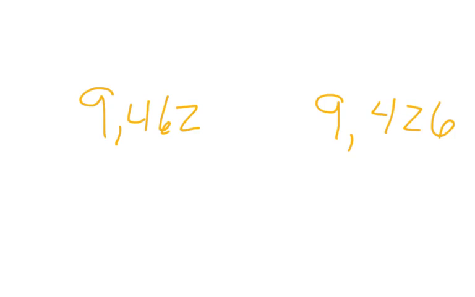If we look, our 9's and our 4's, our number in the thousands and the hundreds is the same. So that's not going to help us. Really, what we're comparing is 6 tens and 2 tens. Which one is larger? The 6 tens. So we would write this as 9,462 is greater than 9,426. Okay, I think we're ready to practice that concept.